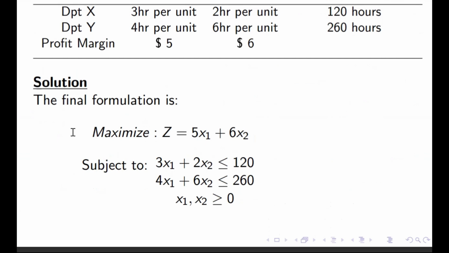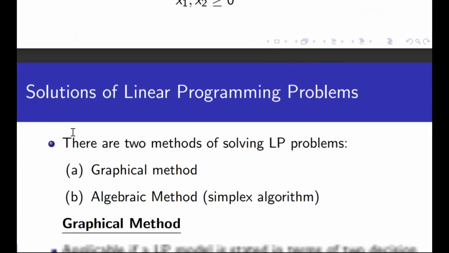So we see the final formulation being Z equals 5x1 plus 6x2, subject to 3x1 plus 2x2 less than or equal to 120, 4x1 plus 6x2 less than or equal to 260. So we have x1, x2 greater than or equal to 0.